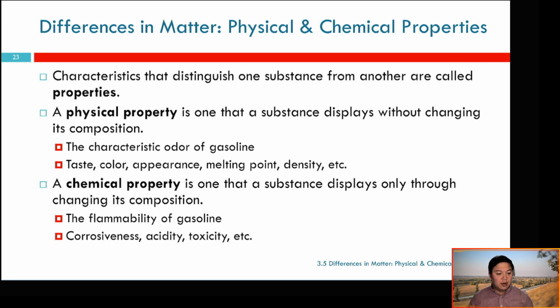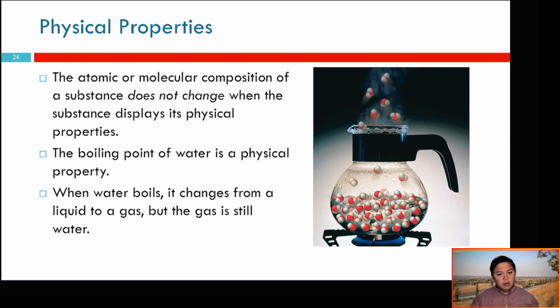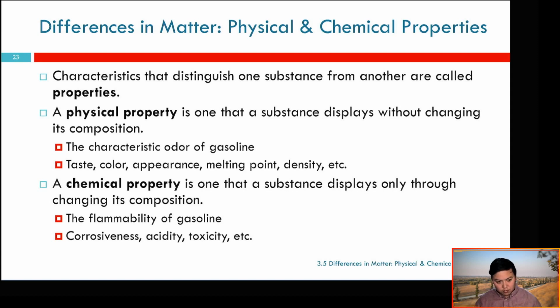Mostly the ones that we'll talk about, and I'll use these examples probably, are flammability. That's the one that we're most familiar with. But there are also things like corrosiveness, acidity. Acidity is actually a measure of the number of proton ions. We'll talk about that later. Toxicity is also a chemical property. They're two separate things, but the chemical properties often change the physical properties, right?